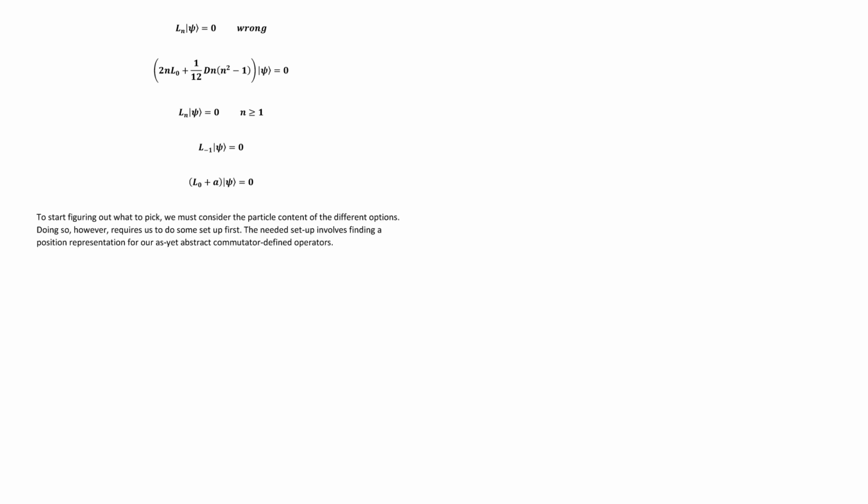Both options include this part, but beyond that, we could either select this, which also implies that L naught on ket psi equals 0, or this. To start figuring out what to pick, we must consider the particle content of the different options. Doing this, however, requires us to do some setup first. The needed setup involves finding a position representation for our as-yet abstract commutator-defined operators.